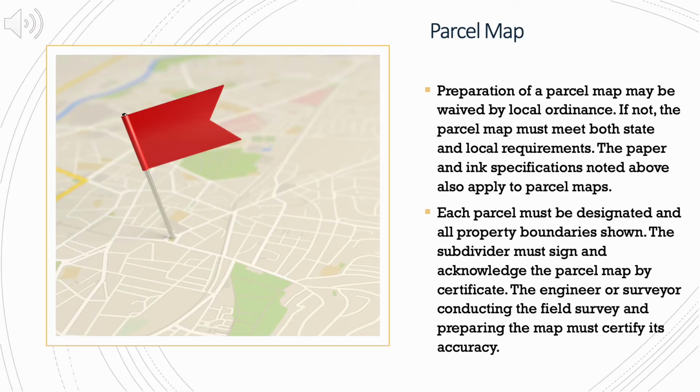Parcel map. Preparation of a parcel map may be waived by local ordinance. If not, the parcel map must meet both state and local requirements. The paper and ink specifications noted above also apply to parcel maps. Each parcel must be designated and all property boundaries shown. The subdivider must sign and acknowledge the parcel map by certificate. The engineer or surveyor conducting the field survey and preparing the map must certify its accuracy.